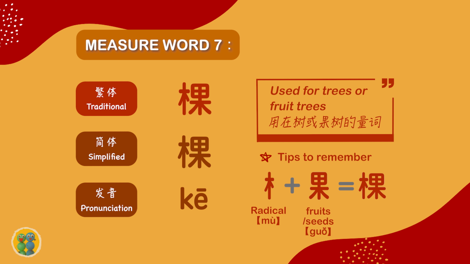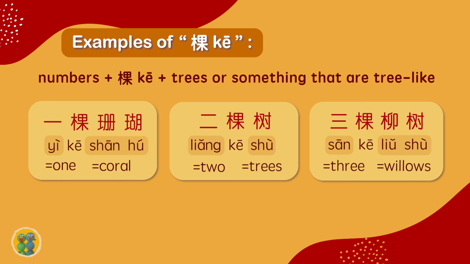And although we say 棵 is used for trees or fruit trees, there certainly are some exceptions. Let's see the example here, a coral. Coral is not a tree, but it has a tree-like look. So we can use 棵 as a measure word for 珊瑚, coral. Although coral is not a tree or a plant, it looks like a tree.